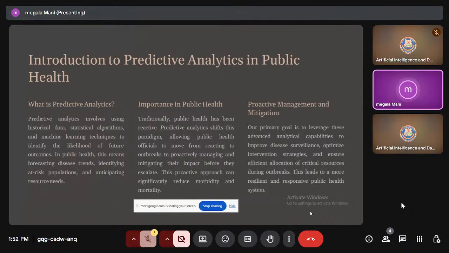Any doubt on this? What is meant by predictive analytics, what is the importance in public health, and what is meant by proactive management?